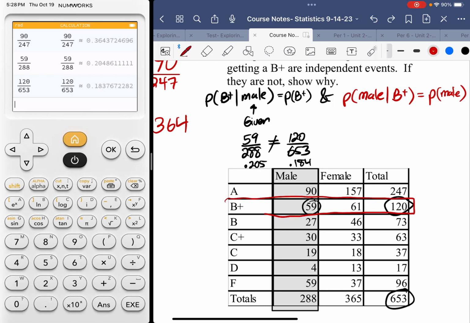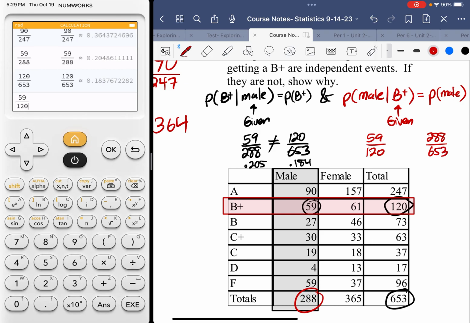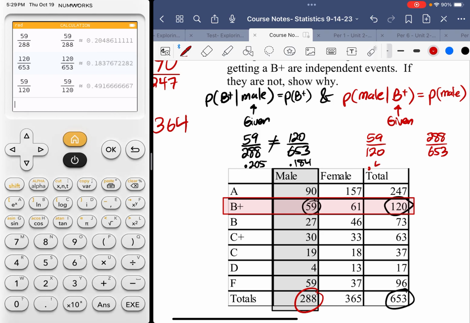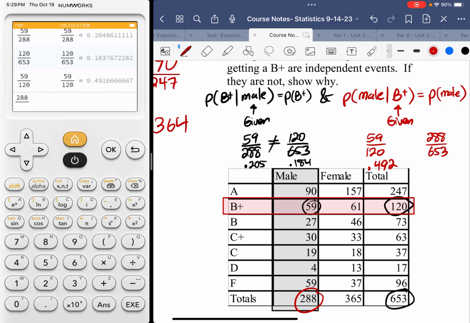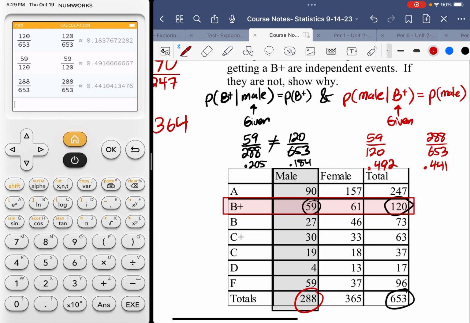Instructional, I should say. So here's my B plus given. All right, probability of being a male, given that you got a B plus, 59 out of 120. And then we're looking for the probability of being a male in general. So it's 288 out of 653. So 59 out of 120 should be about a half, 0.492. 288 over 653, about 0.441. All right, so same deal as the previous calculation. It's in the neighborhood, but they're not the same. All right, close, but not the same.